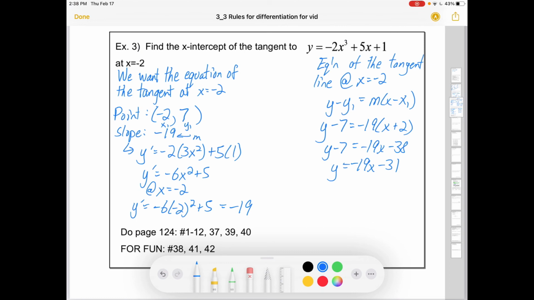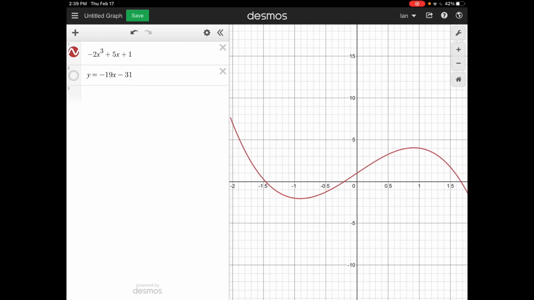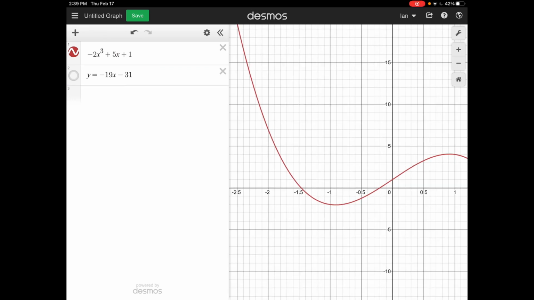So let's take a look at what we found on Desmos. So here's the original function that we had, or at least part of it. It continues on forever. And here's the tangent that we found. Does that really look like the tangent at x equals negative 2? I think it touches right there. What we're wondering is, what is the x-intercept of that blue line? And I mean, I can get Desmos to figure it out here. But we might be asking ourselves, well, how can I do that analytically?